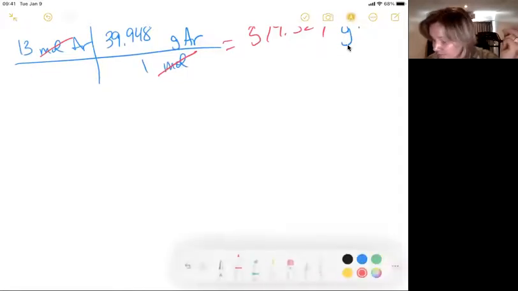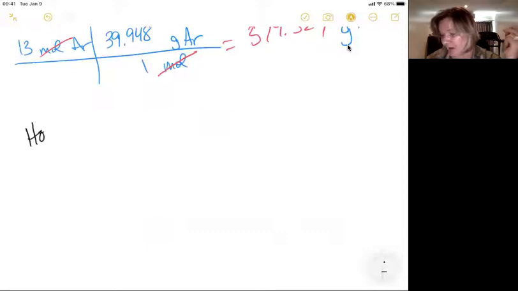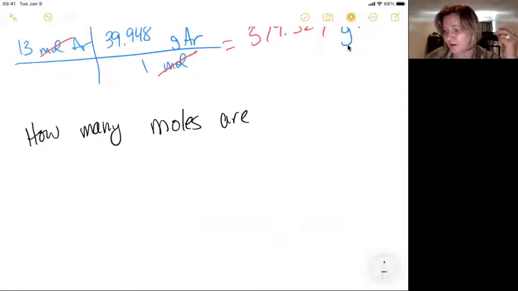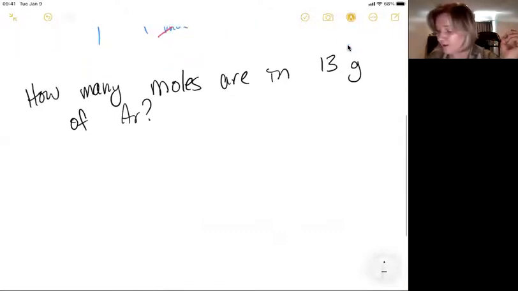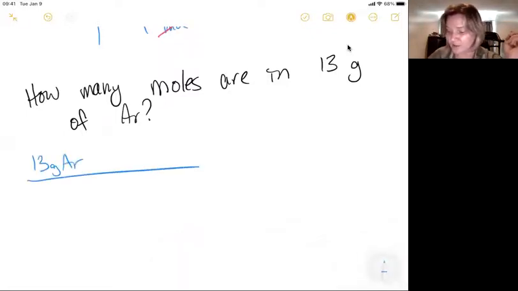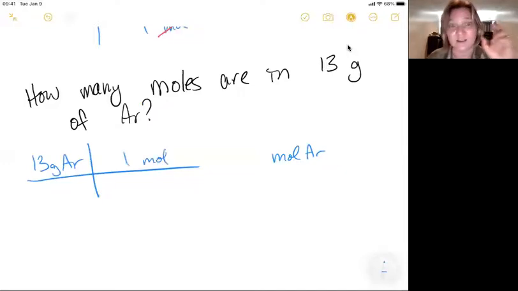Another example. How many moles are in 13 grams of argon? Just because I'm not creative at all, we're going to go with the opposite. So again, we have 13 grams of argon that we start with. We want moles of argon. Now I want grams on the bottom, and I want moles on the top. Again, remember, it's per 1 mole. Always, always, always, everything is per 1 mole. Whether it's atoms per mole or grams per mole, it's always per 1 mole.